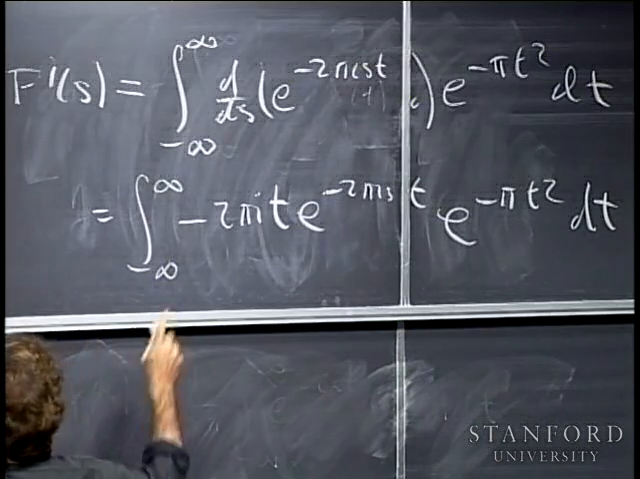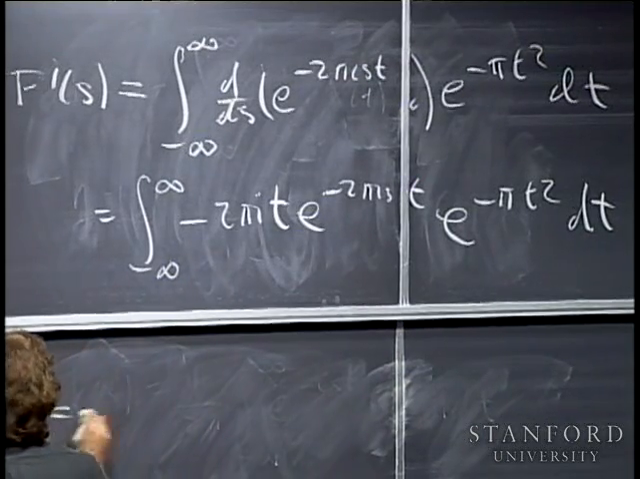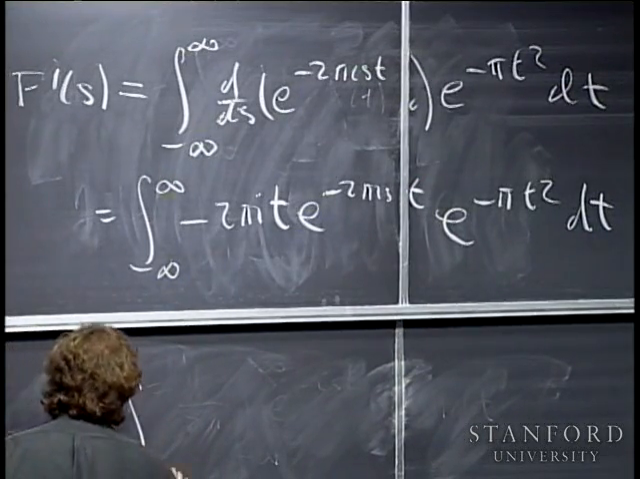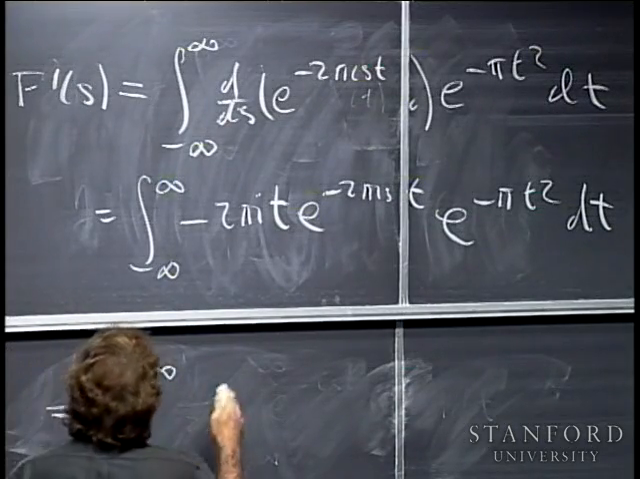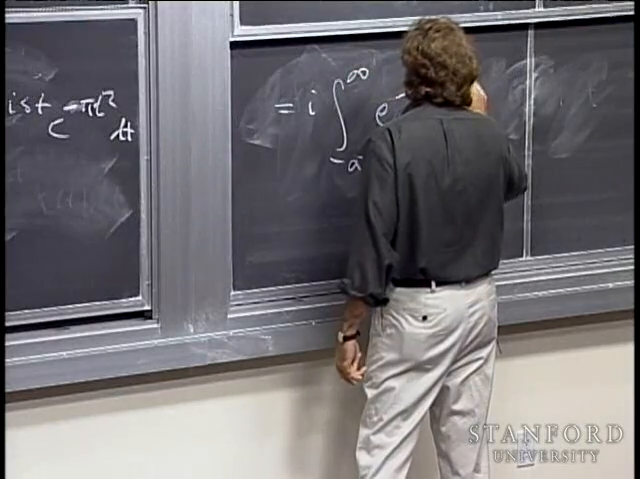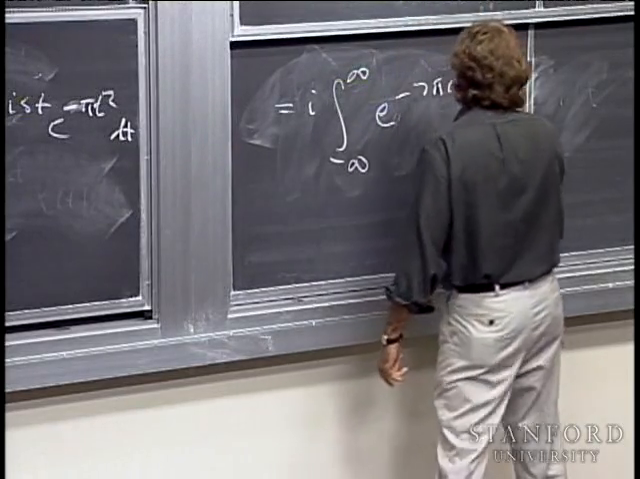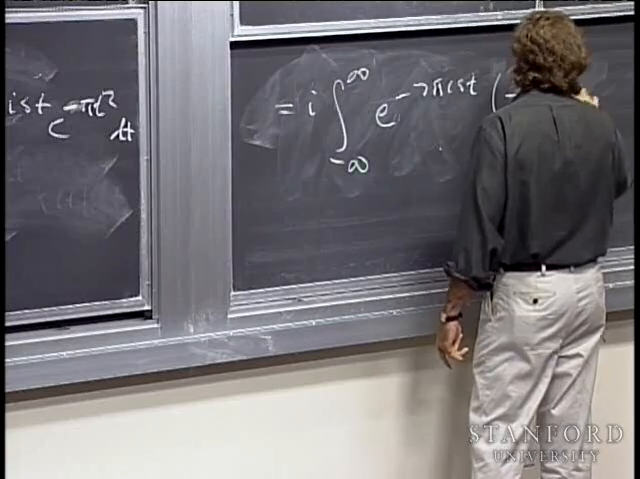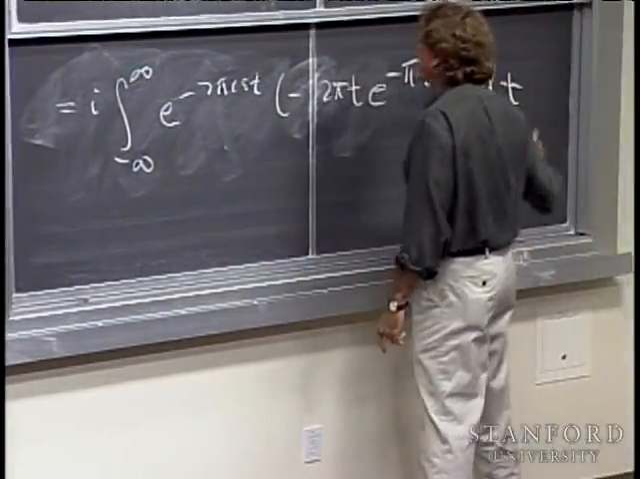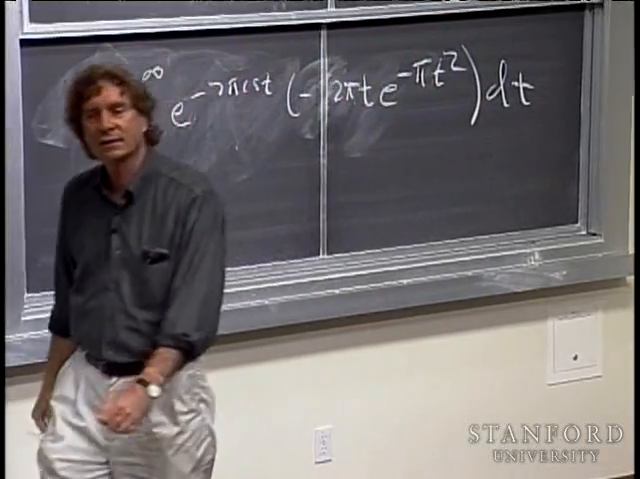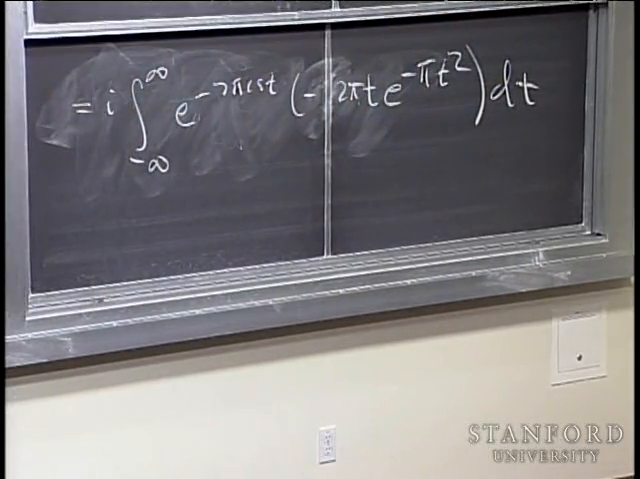Let me factor out the i. Let me write this as i times the integral from minus infinity to infinity. I want to group terms in a very suggestive way. So it's going to be e to the minus 2 pi i st, and then minus 2 pi t times e to the minus pi t squared dt. And I group the terms this way because it cries out to be integrated by parts.